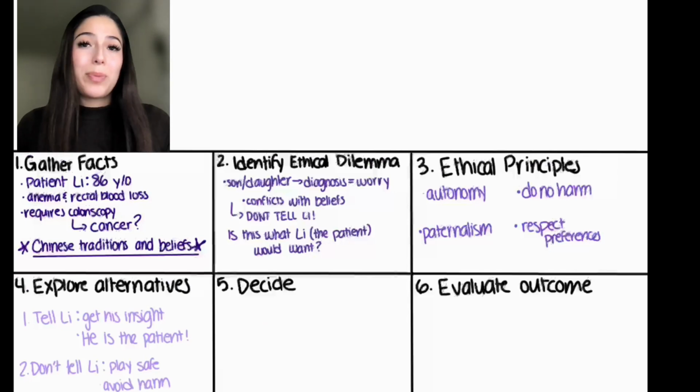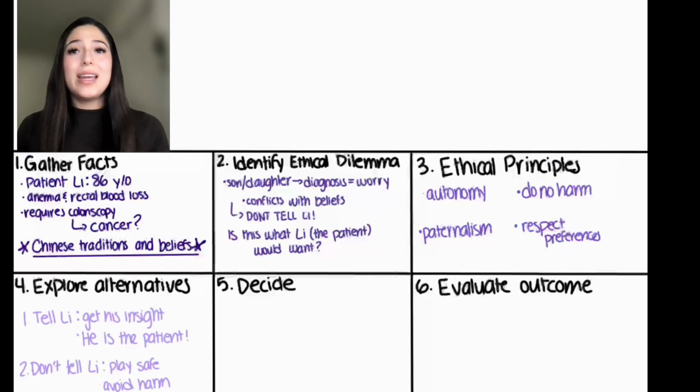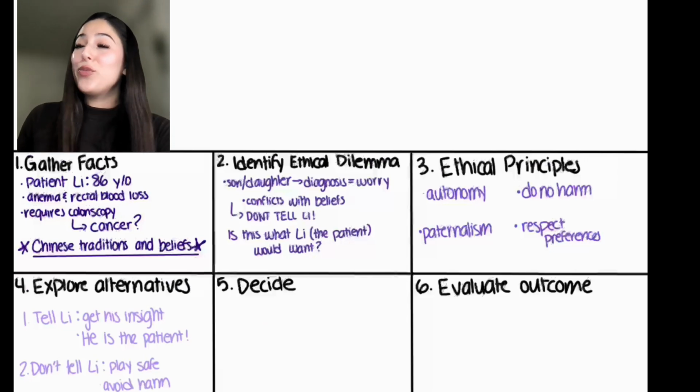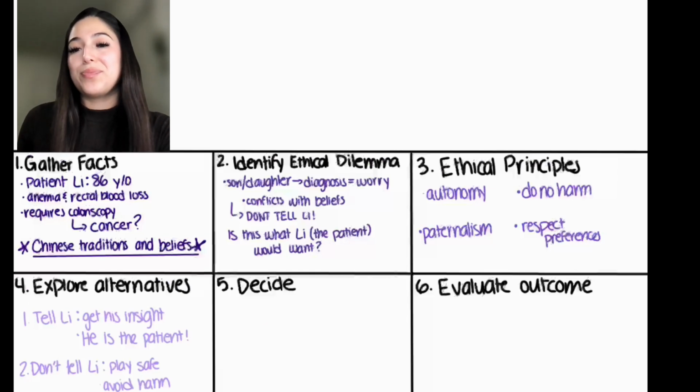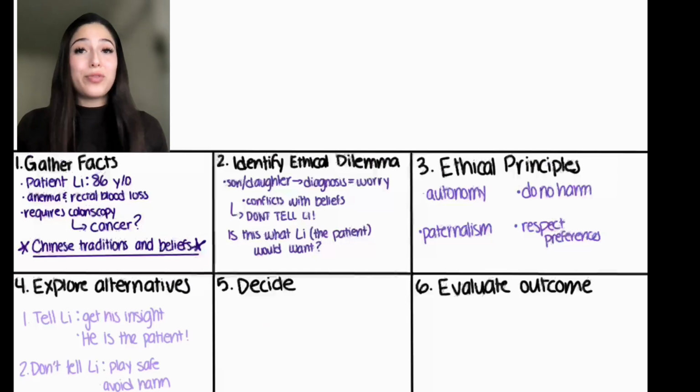The cool thing about this process is that we can apply it to any ethical situation where we're struggling to find what the right thing to do is. All right, hopefully that gave you a little rundown of how to apply the 6-step process of ethical decision making in real life situations. And again, if you have any questions, feel free to let us know.